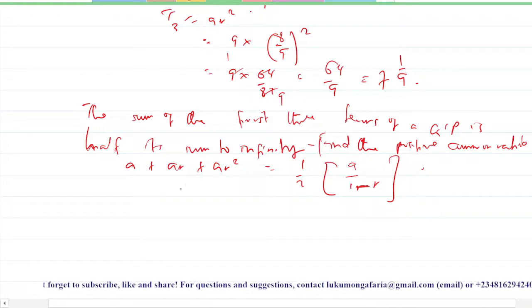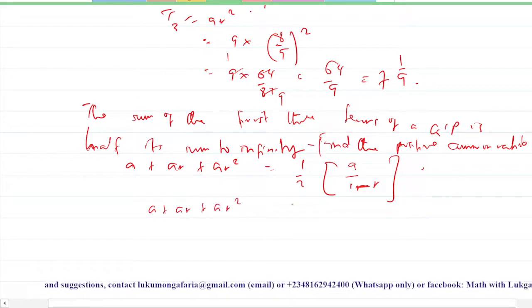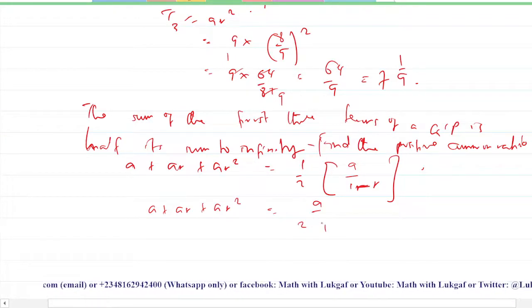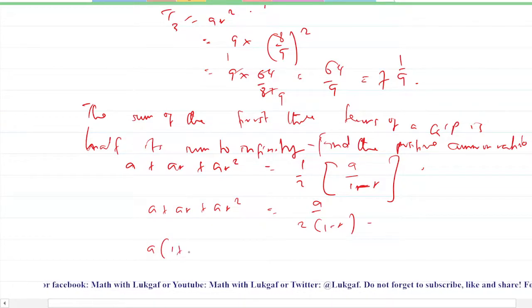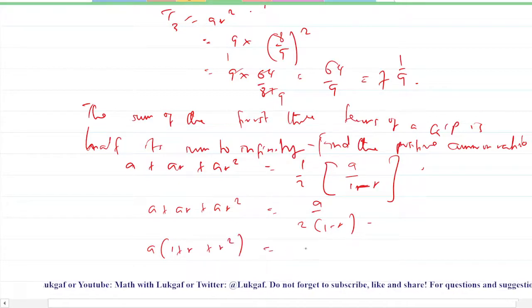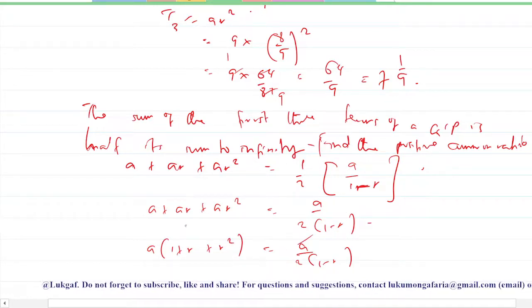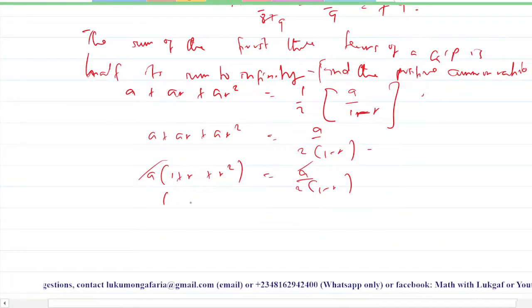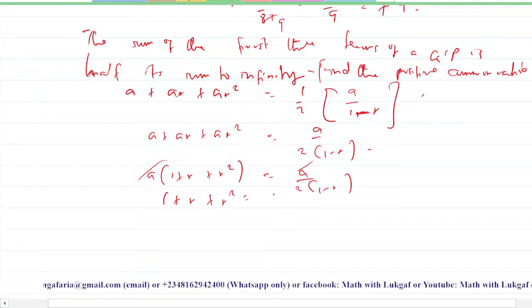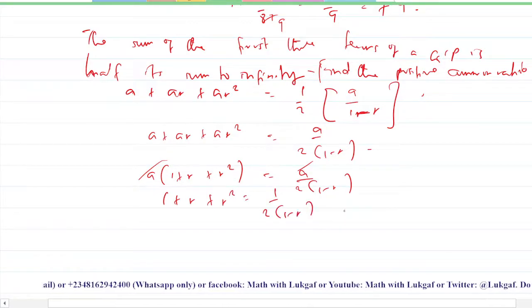Okay, if we simplify further, this is going to give me A plus AR plus AR squared is equal to A divided by 2 into 1 minus R. You understand now? So if I factor A out, this is A into 1 plus R plus R squared is equal to A over 2 into 1 minus R. So you will see that A cancels A. What do I have left? So then I have 1 plus R plus R squared is equal to 1 divided by 2 into 1 minus R.